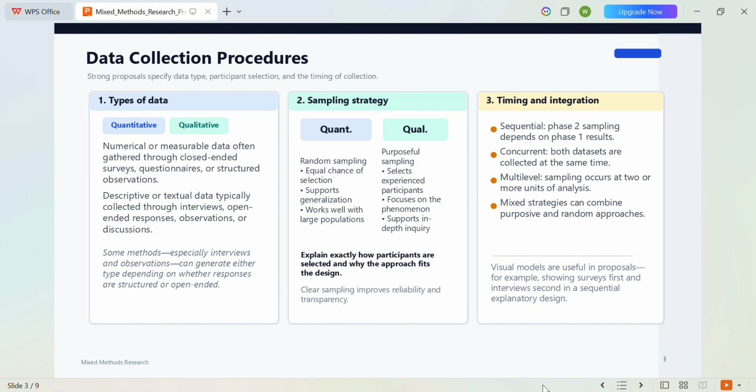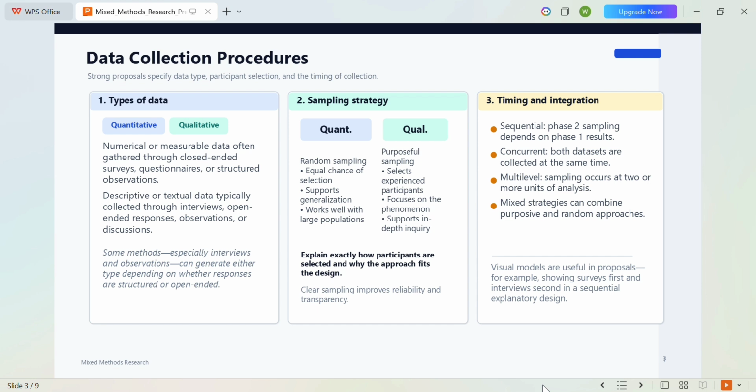Then we go for sampling strategy. For quantitative data, we use random sampling for generalizability. For qualitative data, we use purposeful sampling to select participants who can offer deep insights into the research topic.